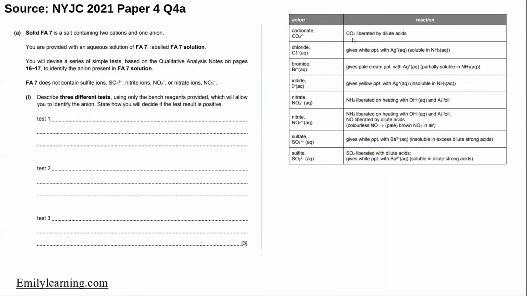So we'll add acid and see whether CO2 is being formed. We will add barium chloride and see whether there's a white PPT to test for sulfate. And we will add silver nitrate solution followed by excess NH3 to see whether it's chloride, bromide, or iodide. So these are the 3 tests. So let's write them in.